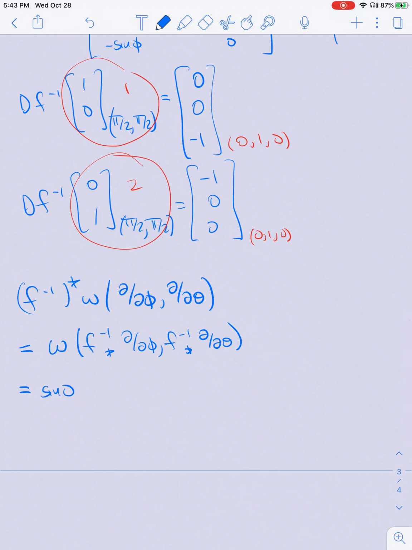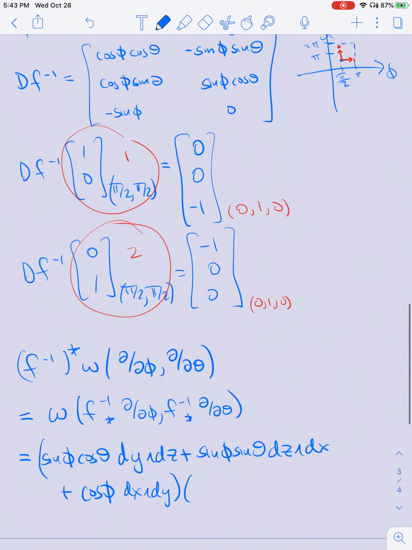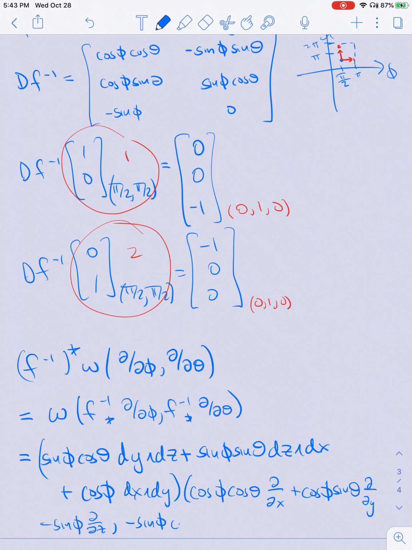So this is going to be sine phi cosine theta times dx wedge dy wedge dz plus sine phi sine theta times dz wedge dx plus cosine phi times dx wedge dy, all applied to, this will be the first column, so cosine phi cosine theta d by dx plus cosine phi sine theta d by dy minus sine phi d by dz as the first entry, and then the second entry will be minus sine phi sine theta d by dx plus sine phi cosine theta d by dy.